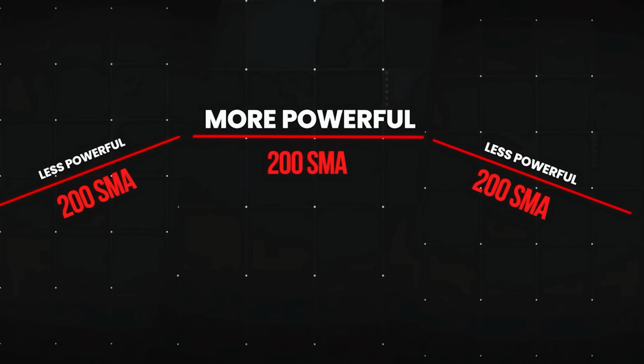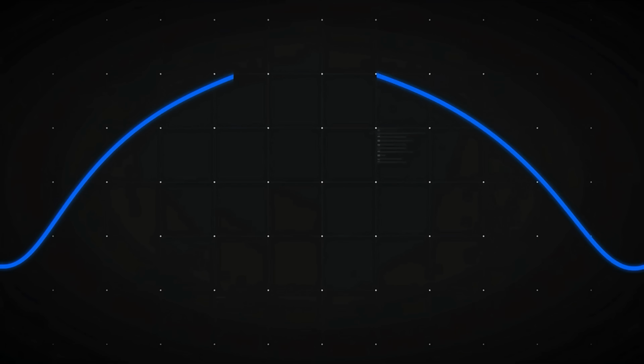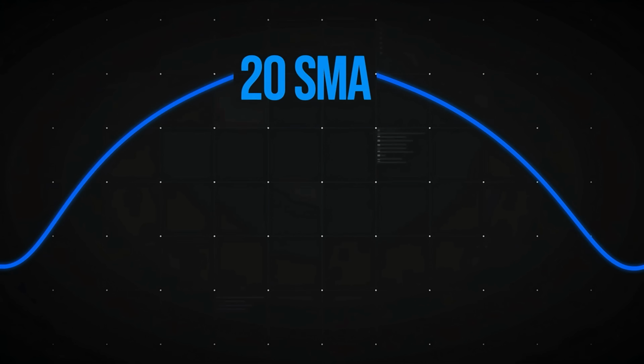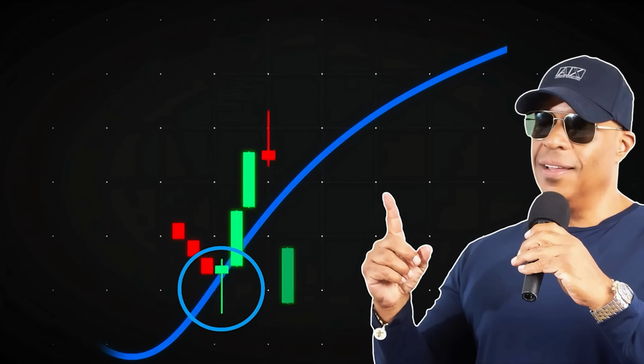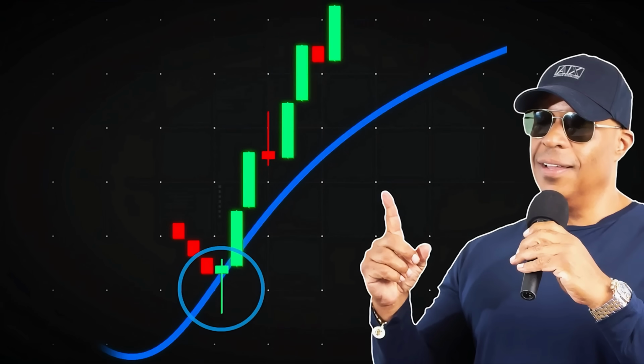The other thing I want to mention about the 20 is that while the 200 is the most powerful when it is flat, the 20 is most powerful when it is rising or declining. So the 20-period moving average is the most powerful here on the upside, and that is when its supportive qualities are at their best. When the 20 is declining, it is also powerful, and that is when its resistance qualities are at their best.